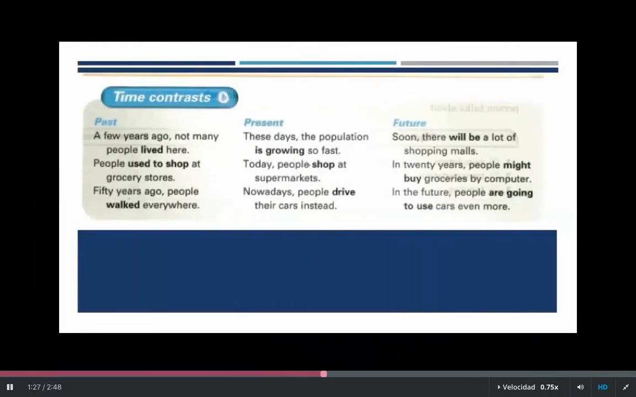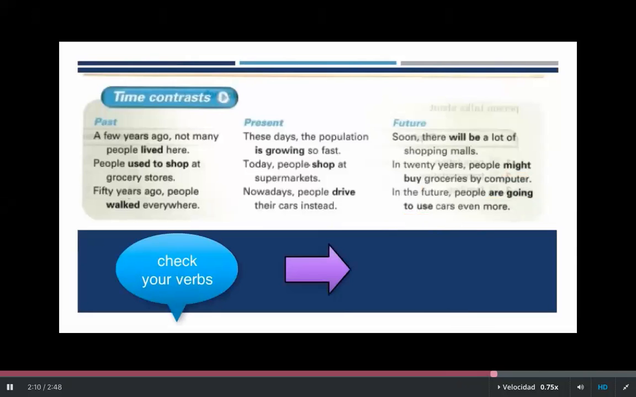In the first column, we talk about past and we use time expressions like a few years ago, or people used to, or 50 years ago. And our verbs are in past. We use live and walk. Let's move on to the present. And here we use these days, today, or nowadays. And of course, our verbs are is growing, shop, and drive, which are in the present. Last but not least, we have our future using expressions such as soon, in 20 years, in the future. Therefore, we use verbs in future. Will be, might buy, are going to use. Time contrast is easy to use. Just double check on your verbs. Think about it as one sentence per tense.